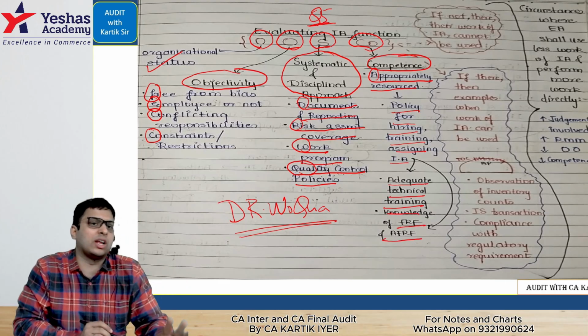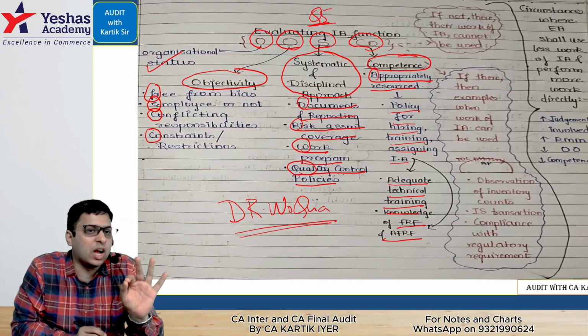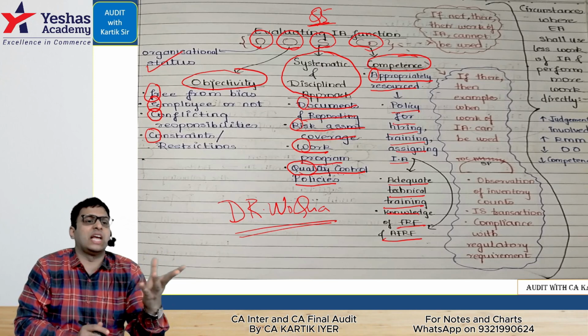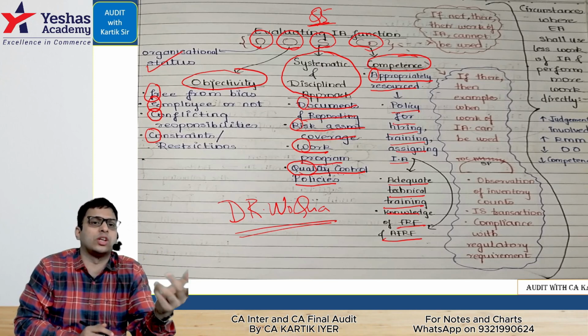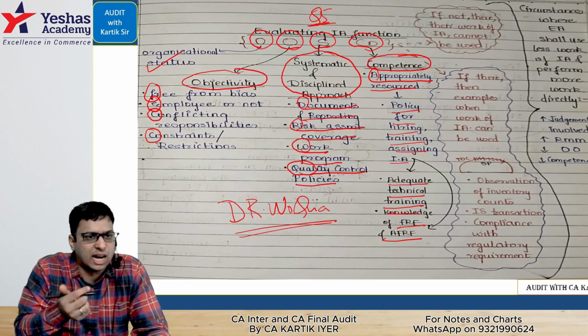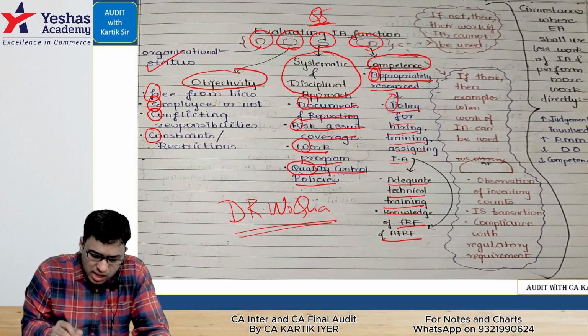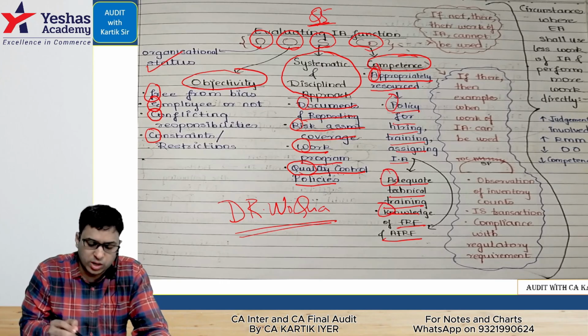Not necessarily that the internal auditor will have knowledge of accountancy. May not have the knowledge, may be very good in his technical field. Let's say in engineering he is very good, but may not have the knowledge of FRF and AFRF. So I'm checking that. A is appropriately resourced. P is policy. A is adequate technical training. K is knowledge. APAK. Okay. Let's go to the next area.